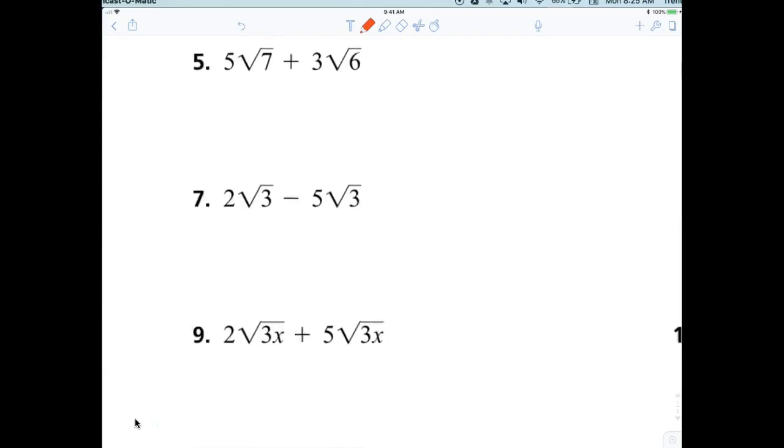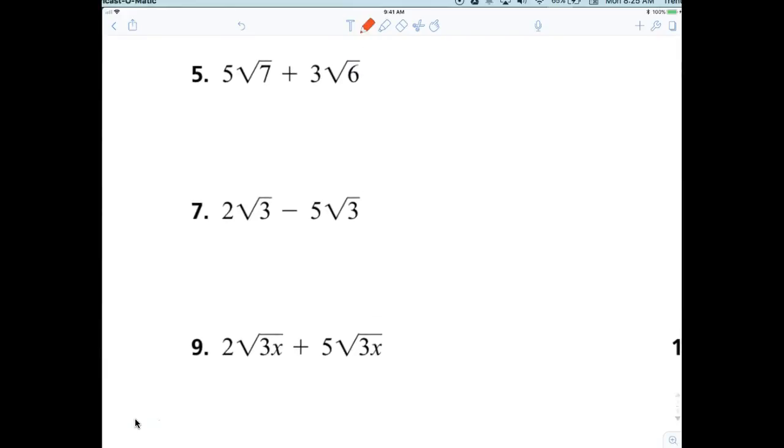Number 5. 5 radical 7 plus 3 radical 6. There's nothing to do. You have 5 radical 7's and you're trying to add something completely different. So it's like adding, again, x and y. There's nothing you can do. You would just write down 5 radical 7 plus 3 radical 6. There's no way to add them.